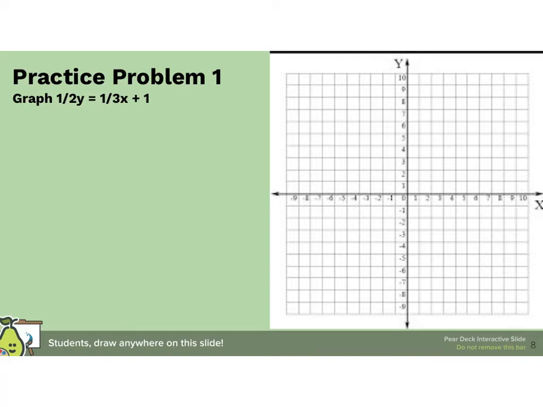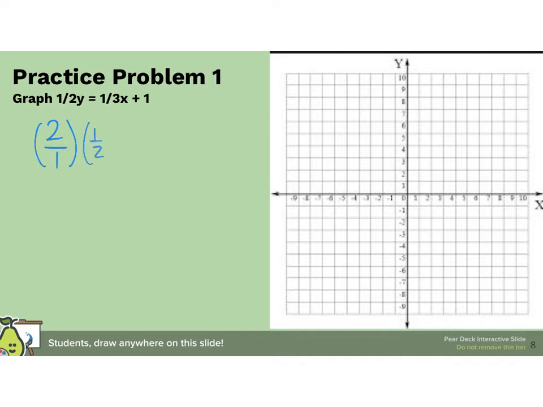All right, practice problem 1. Solving for y. It's a fraction, so we're not going to divide. We're going to multiply by the reciprocal, which means we flip the fraction over. Everything is getting multiplied by 2. And since it's a fraction, I'm going to write 2 as a fraction, 2 over 1.